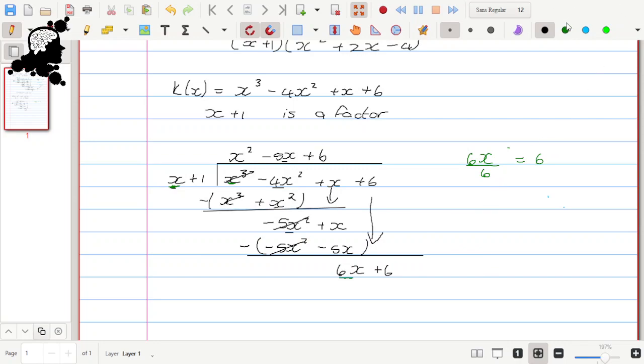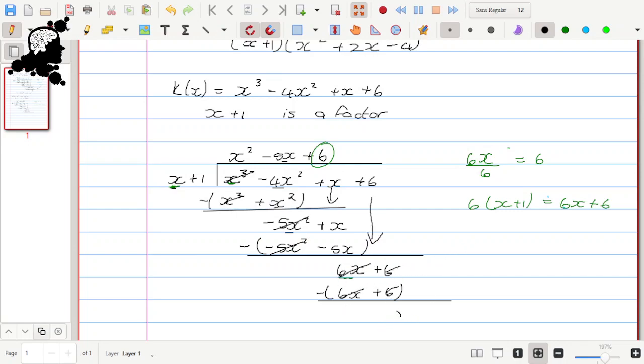Now that I have positive 6 in my quotient, I'm going to take the positive 6 and multiply it by the factor. So 6 into x plus 1 is going to give me 6x plus 6. Then once again, I am going to put 6x plus 6 there, and I'm going to do some subtraction again. After doing the subtraction, you would notice that 6x minus 6x is 0.